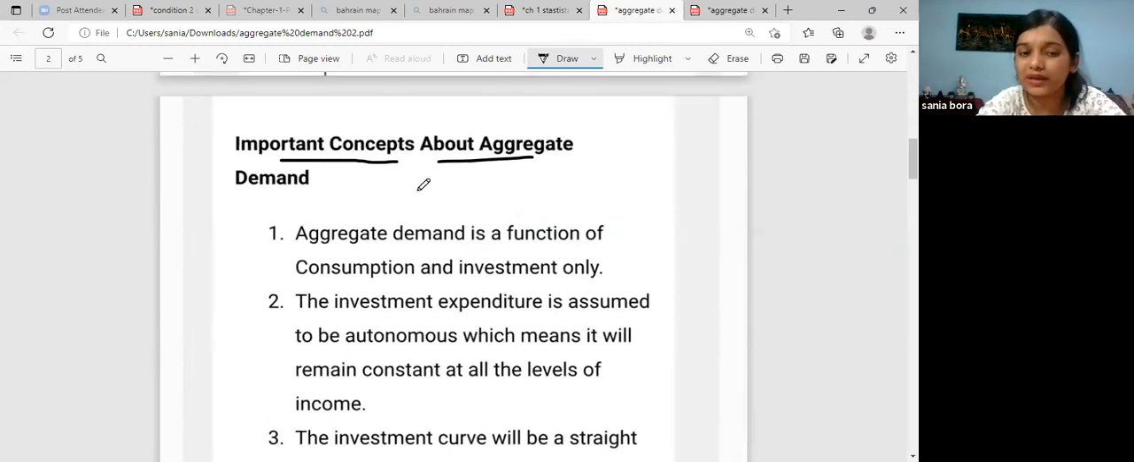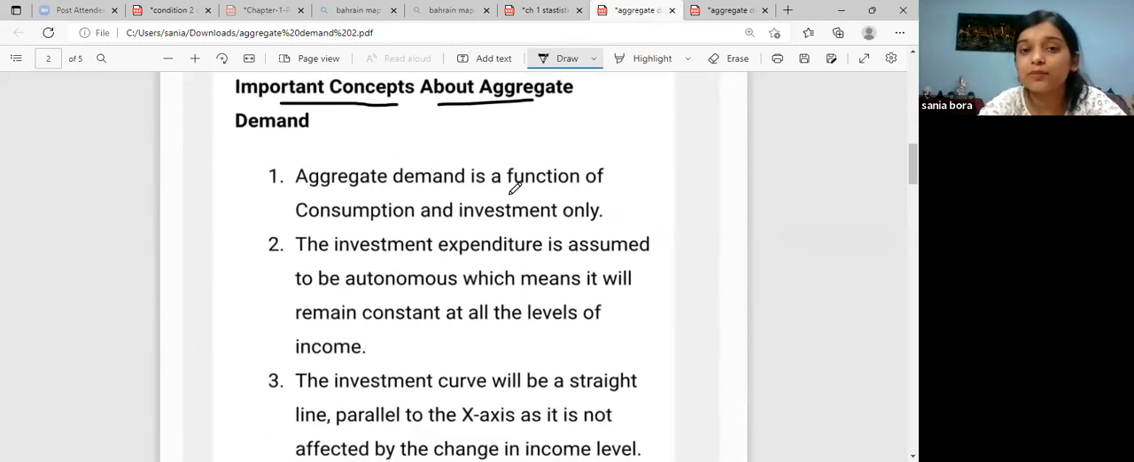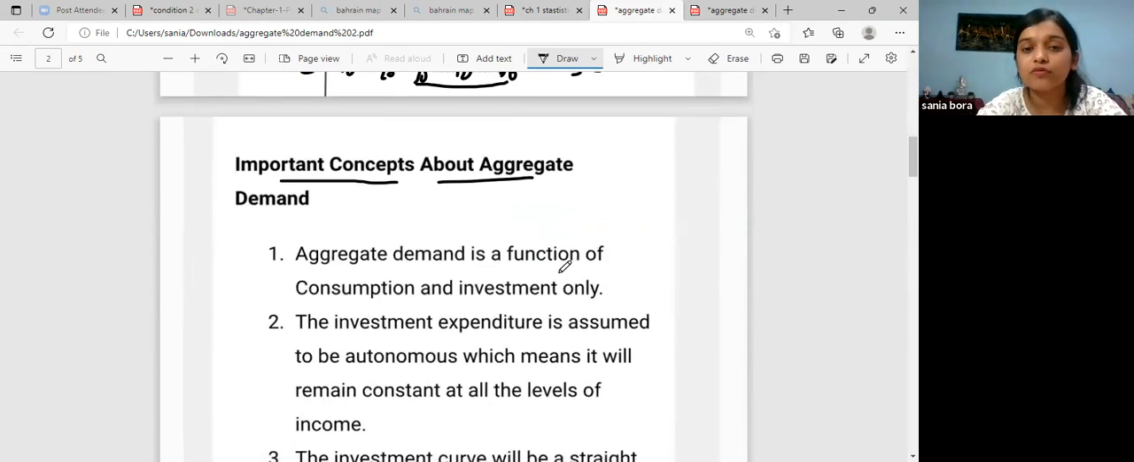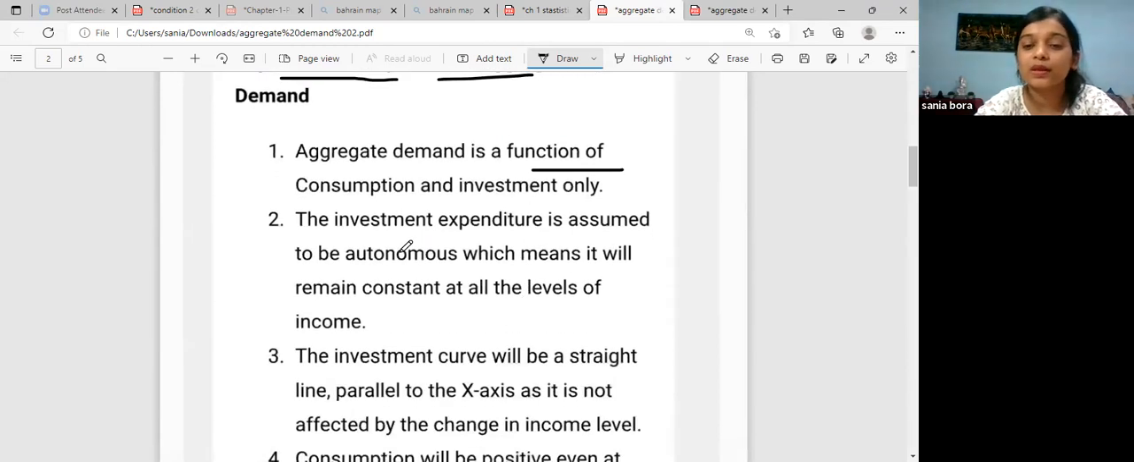Important concepts about aggregate demand. First, aggregate demand is a function of consumption and investment only. Over here, your aggregate demand is an aggregate of, or a function of, two things: consumption and investment. Okay. Second, the investment expenditure is assumed to be autonomous, which means, Nahida, can you hear me?